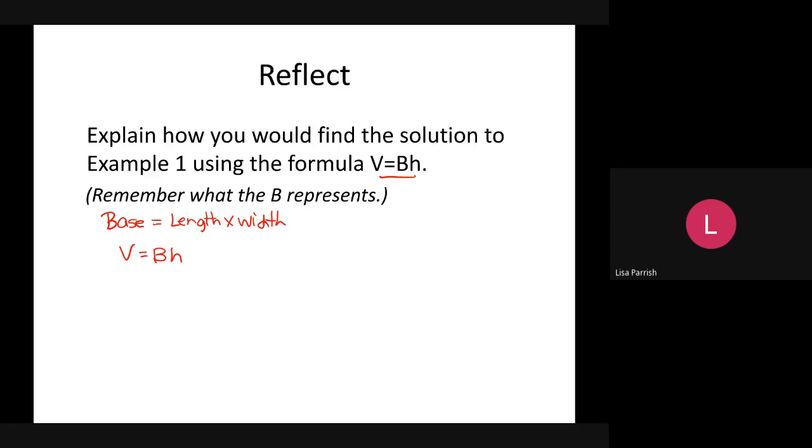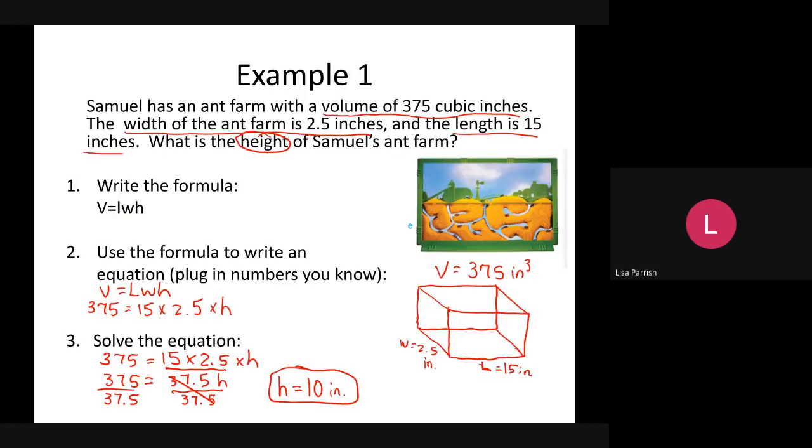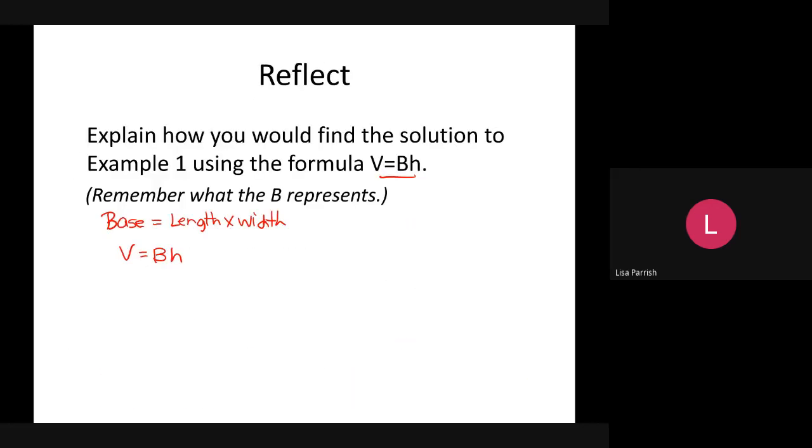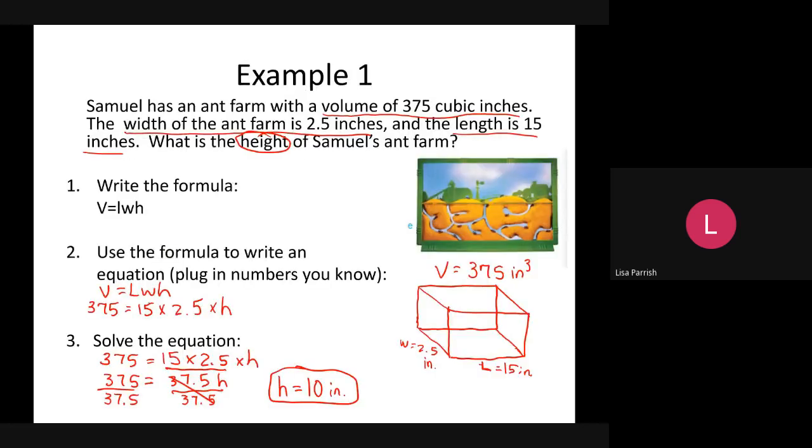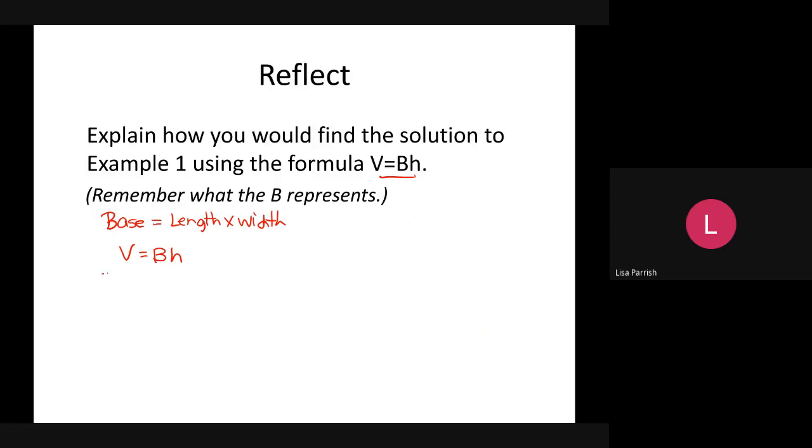So if we worked this formula on the previous example, you can only use that if you know those. We do know the length and the width. So the first thing you could have said was, well, what's 15 times 2 and 5/10? Oh, it's 37.5. So you could have shortened it by saying 37.5h. That's kind of like taking a step. You would have had to figure out that the base was, how did we find the base? 15 times 2.5.